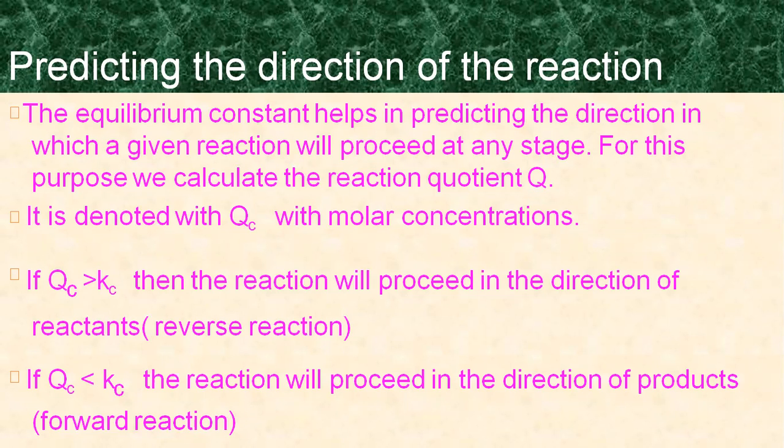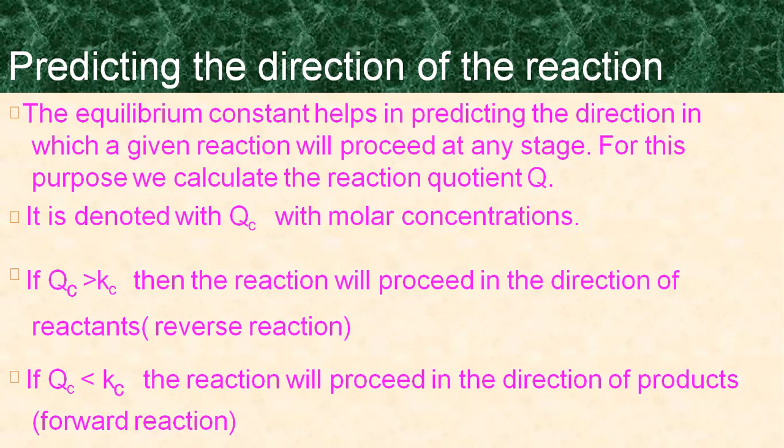It is denoted by Qc, with molar concentration. Qc is the reaction quotient and C is the molar concentration, because now we are talking about the molar concentration of reactants and products, how many moles combined together and how many formed. So Qc is the reaction quotient.